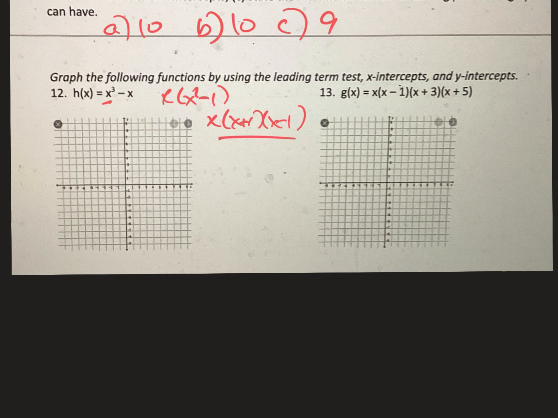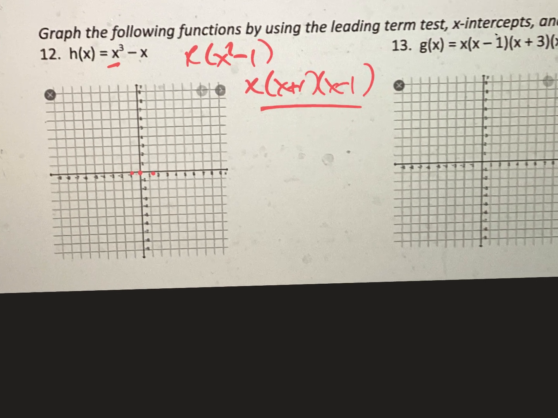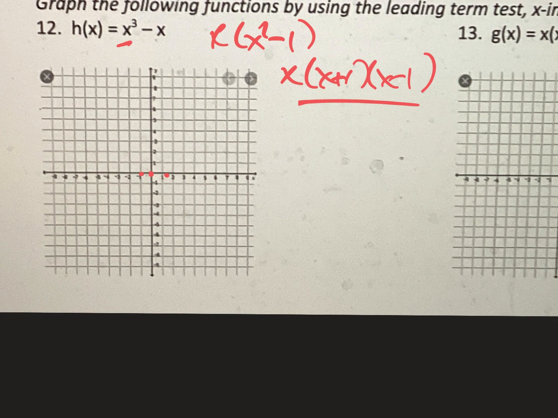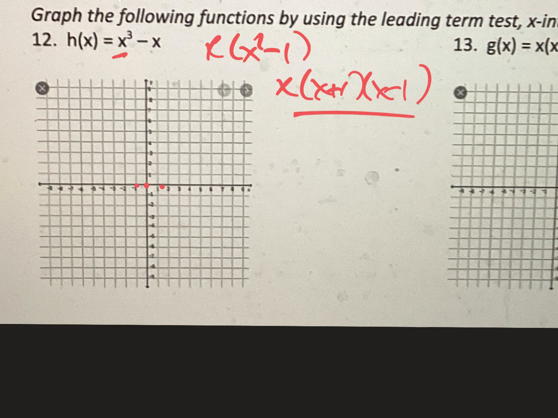My x-intercepts are going to be at 0. It's going to be really close here. -1, I should have made this bigger. Matter of fact, I still will. -1 and +1. Those are my zeros. Those are my x-intercepts. So my x-intercepts, I should write that there. X-intercepts are -1, 0, and +1.